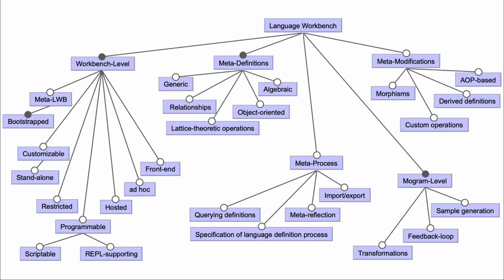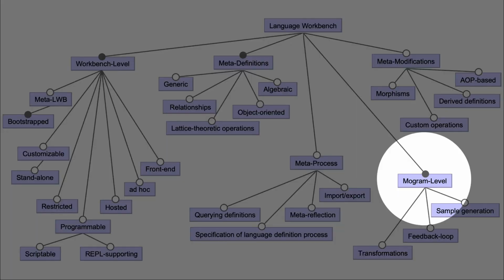A workbench can provide a mechanism to introspect itself. It can also support querying meta-definitions. A workbench can have mechanisms to import and export meta-definitions and meta-artifacts, such as documentation, metrics reports, and so on. A workbench can also have mechanisms to specify the very process of language specification. For example, which concepts and aspects need to be defined and in what order.